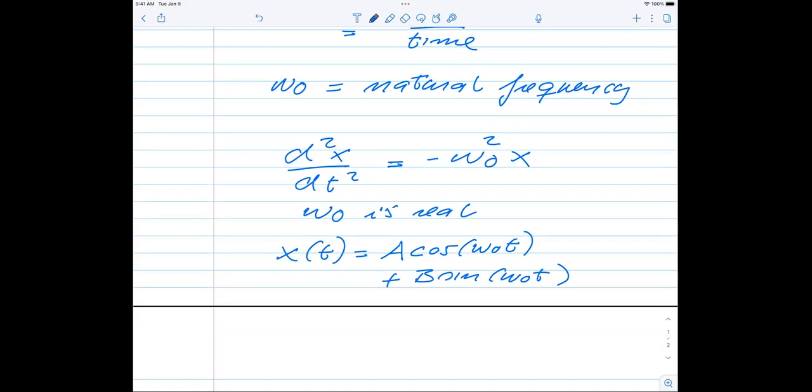And these constants, a and b, are defined by the initial conditions of the system. So this is a general solution. And a and b can take any values, which means that you have an infinity of solutions here. However, when you specify the initial conditions, then you nail down the values of a and b. And that's where you have the special solution, which respects the initial conditions.